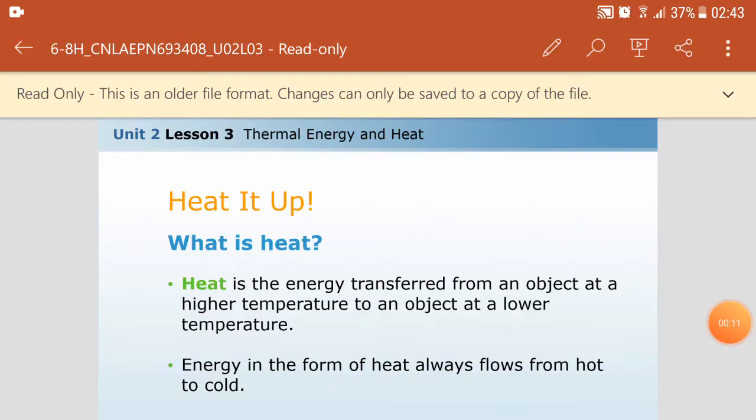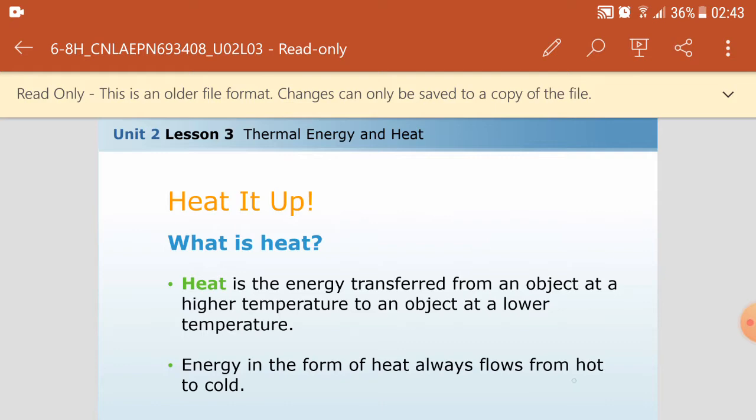In the last lesson, or in the last period, we talked about the difference between thermal energy and heat. We said that thermal energy is the total amount of kinetic energy in an object, the total amount of the particles' kinetic energy. While heat is the transfer of the thermal energy. It's only the transfer of the thermal energy.